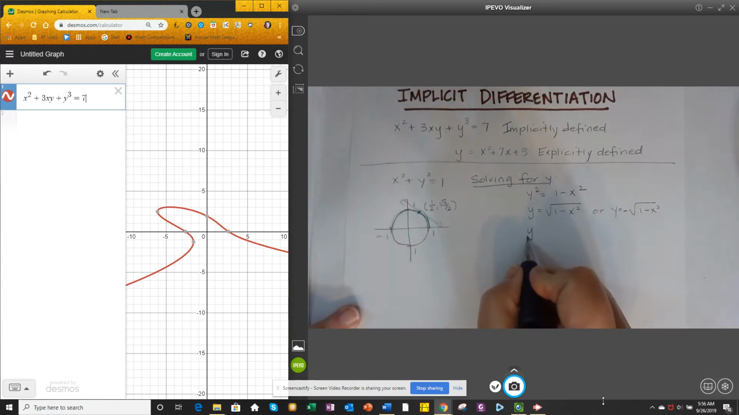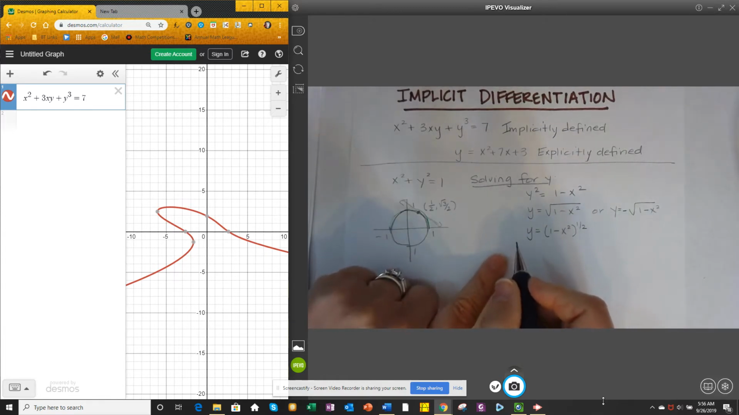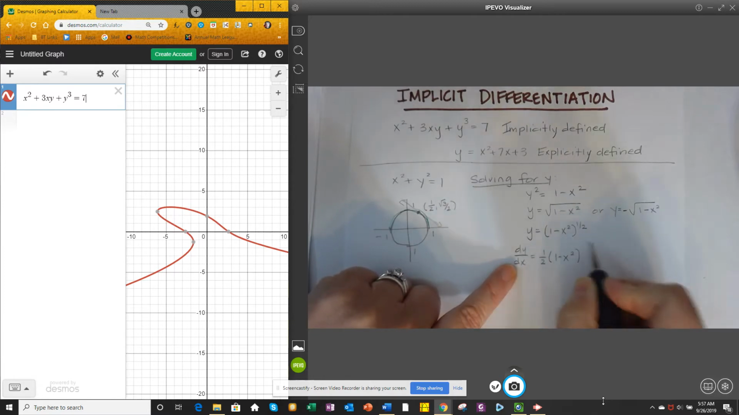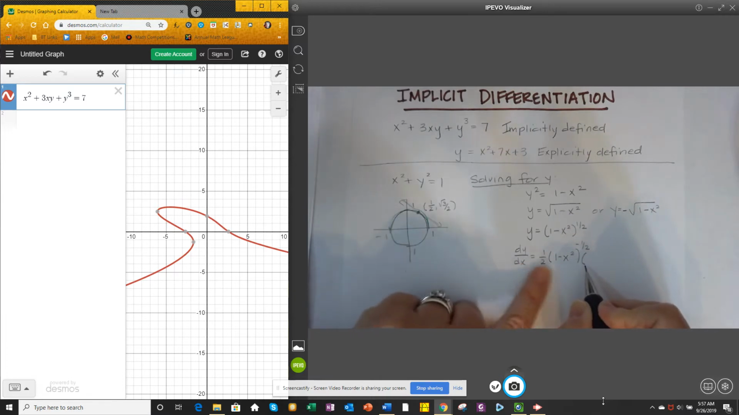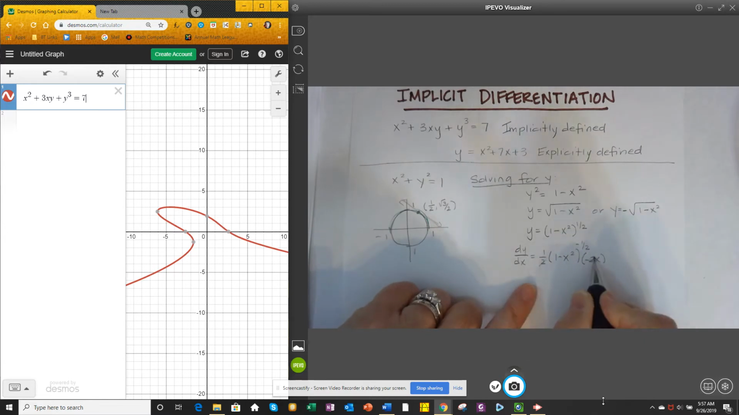So I'm going to rewrite this as y equals (1 minus x squared) to the 1/2. And now I'm going to take the derivative of this using the chain rule, and we'll get dy/dx equals, we go power down, function 1 minus x squared, lower the power 1 to the negative 1/2 times the derivative of the inside, which is negative 2x. And I can cancel the 2's, and I'm left with, if I put things where they belong, negative x in the numerator over the square root of 1 minus x squared.